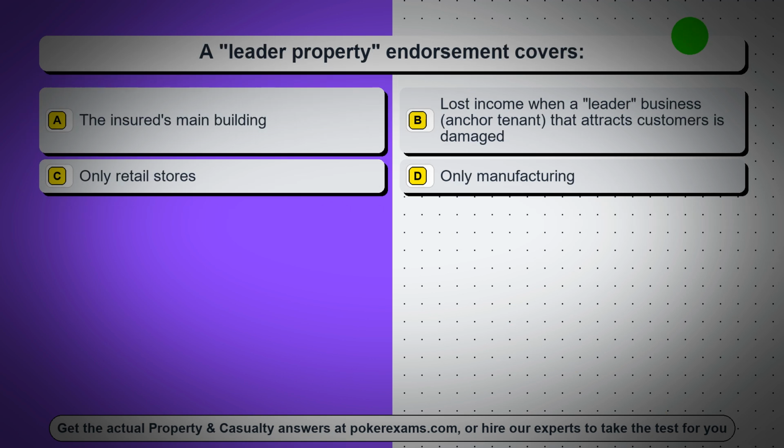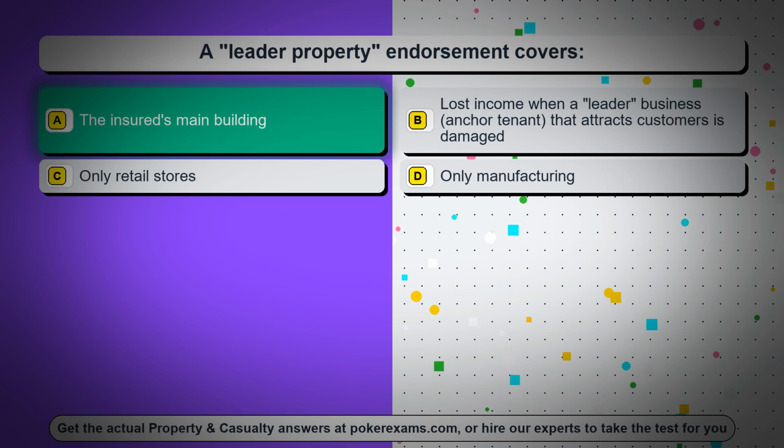Question 48. A leader property endorsement covers option A, the insured's main building. Option B, lost income when a leader business, anchor tenant, that attracts customers is damaged. Option C, only retail stores. Option D, only manufacturing. The correct answer is option A, the insured's main building.